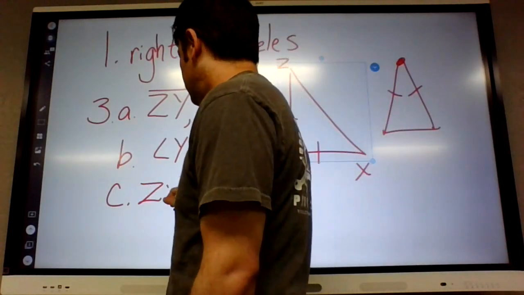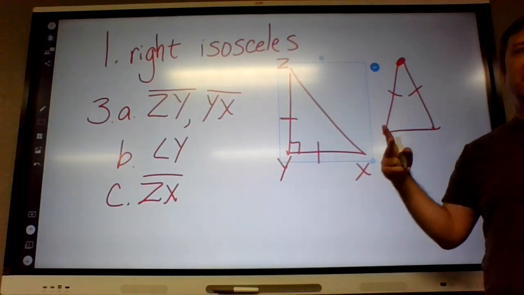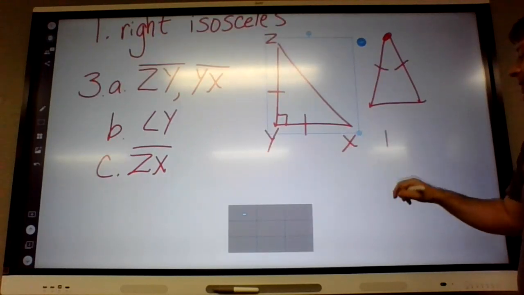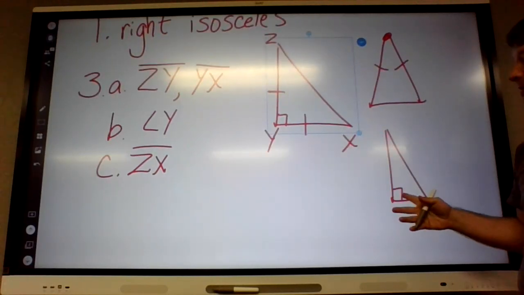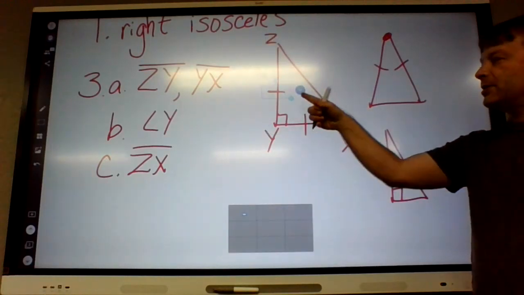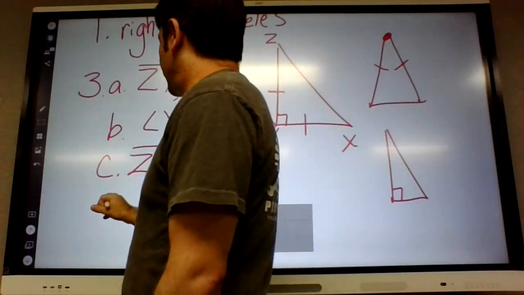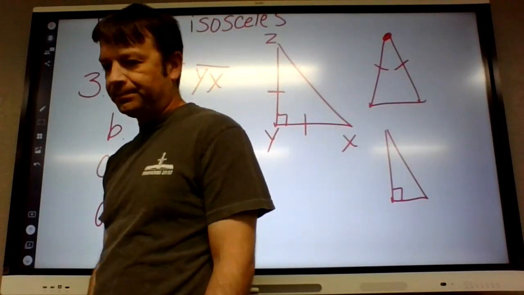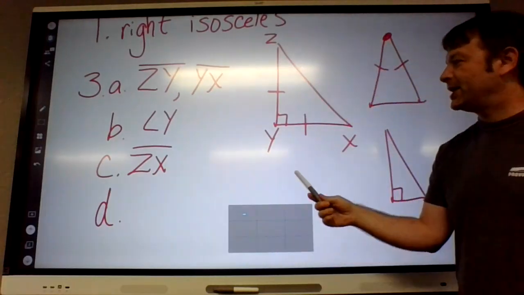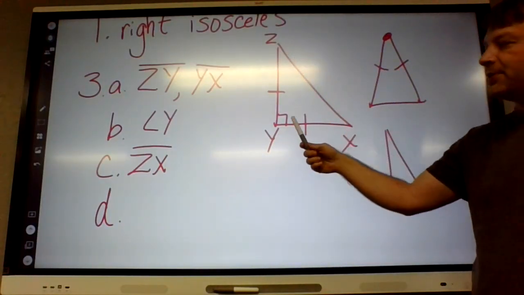Wait, so why are we looking at it as an isosceles instead of a right? It's both. It's isosceles and it's right. So on an isosceles triangle, the base is the side that's not congruent, but on a right triangle, none of these are called the base necessarily. It's a little confusing because it's both. D, the hypotenuse. If you look at it as a right triangle, which side is the hypotenuse? ZX. The big side, it's across from 90.